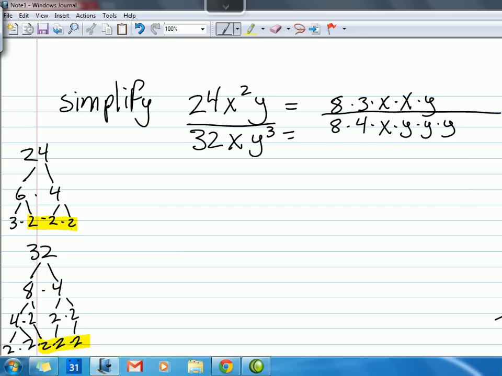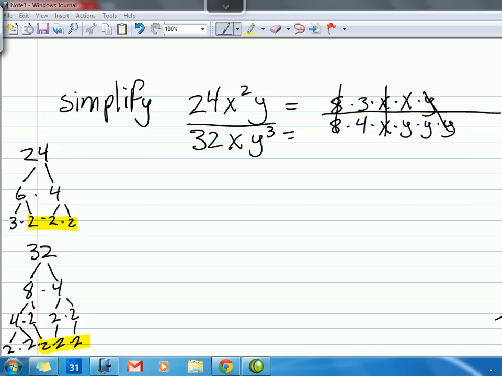Now, we can cancel out what we need to. All right, so the 8's cancel, the x's here cancel, and then one of the y's cancel, right? So then what you want to do is write what you have left in the top, and what you have left in the bottom.